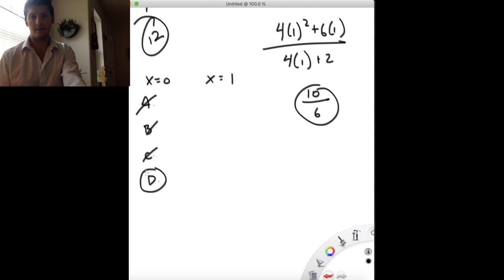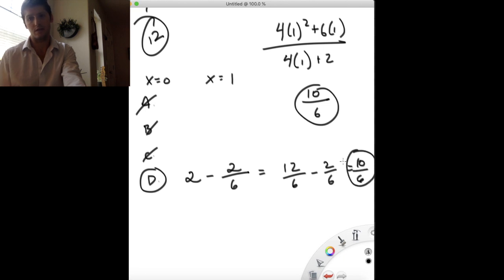It's D. I could solve it if you're uncomfortable with what we've done so far. 1 plus 1, x plus 1, so that's 2, minus 2 over, in this case, if x is 1, we have 4 times 1 plus 2, which is 6. If you get a common denominator, this is 12 sixths minus 2 sixths, which is 10 sixths. And of course, you could reduce it. You don't need to, though. So as questions get challenging in the non-calculator section, look to use real values to help you.